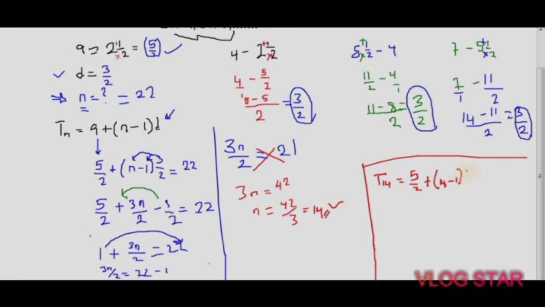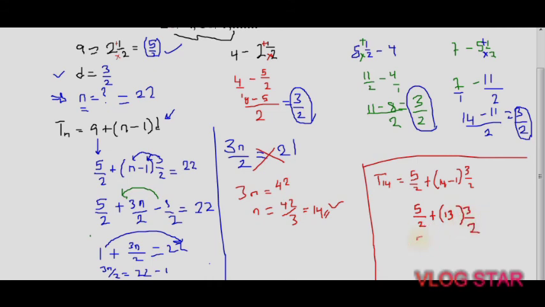Now let's check whether it's correct. What was the common difference before? It is 3 all over 2. Forget about the equal to for now. Let's solve this side and see whether it's equal to the other side. We have 5 all over 2 plus 14 minus 1, which is 13, times 3 all over 2.